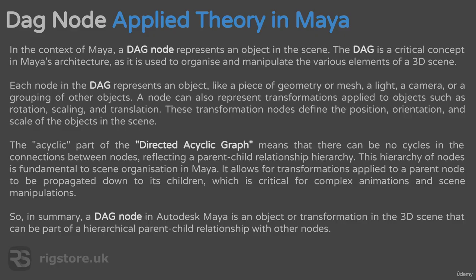The acyclic part of the directed acyclic graph means that there can be no cycles in the connections between nodes, reflecting a parent-child relationship hierarchy. This hierarchy of nodes is fundamental to scene organization in Maya. It allows for transformations applied to a parent node to be propagated down to its children, which is critical for complex animations and scene manipulations. So in summary, a DAG node in Autodesk Maya is an object or transformation in a 3D scene that can be part of a hierarchical parent-child relationship with other nodes.